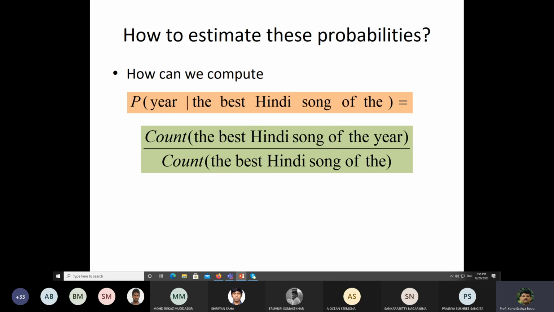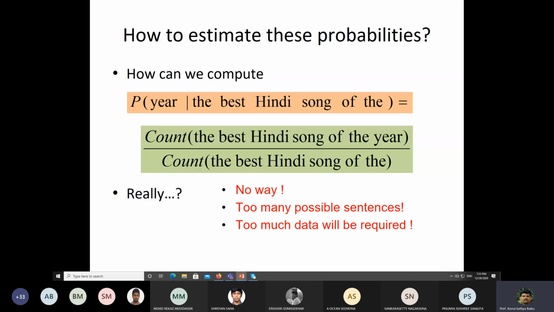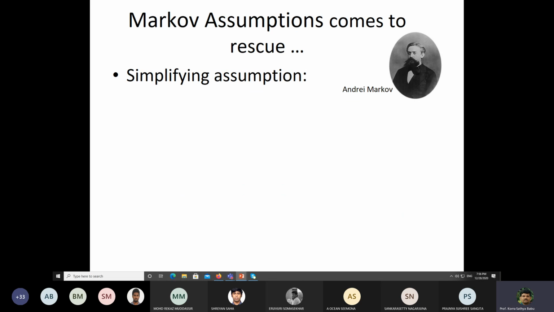But are we really going to do it? This is the big question mark. Definitely we do not go that way, because there are too many possible sentences and we require a huge amount of data. So how can we go for this method in that case? The computational cost will be very high. This is the reason.